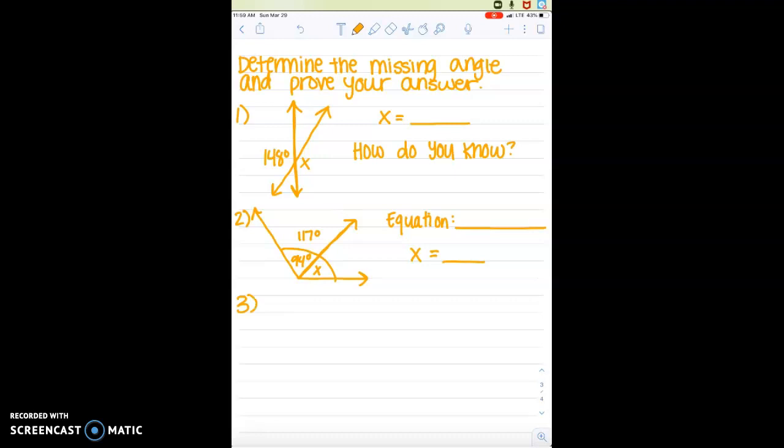And for number 3, you're going to draw the next model, which looks like what I am drawing right now. We are going to label one angle with 35 degrees and the one directly across from it with x. And we are going to have x equals something, and then you're going to have to tell me how you know.